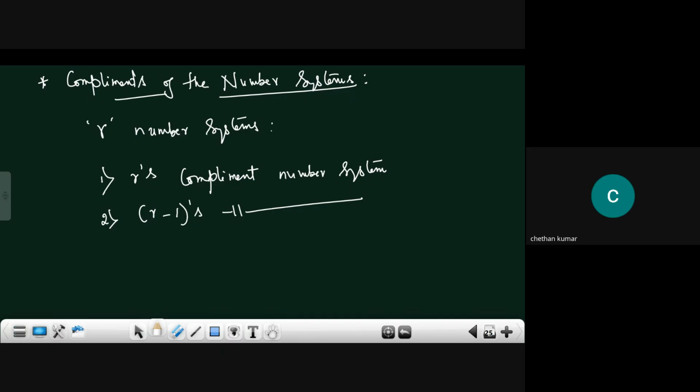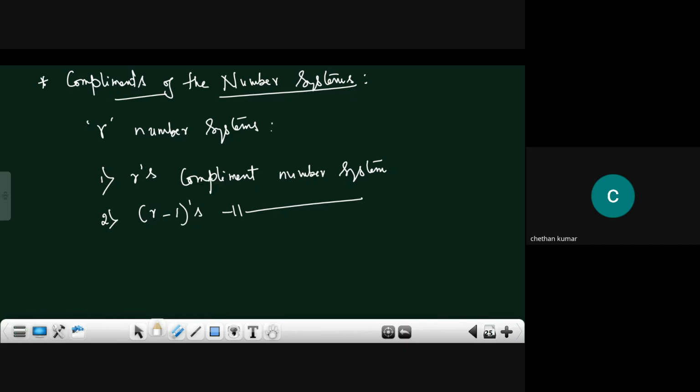Representation of the what? Negative numbers. There is one way you can represent a negative number: using the signed number representation. We'll see there is a problem in signed numbers. They are not great with arithmetic operations. I'll talk about that a bit later. So signed numbers are not good for supporting arithmetic operations.